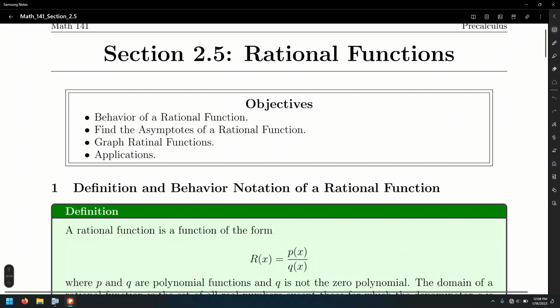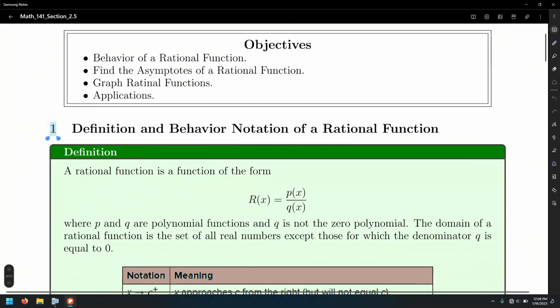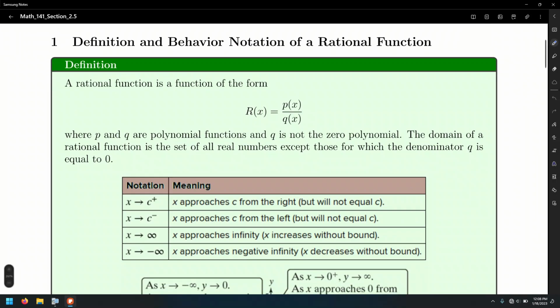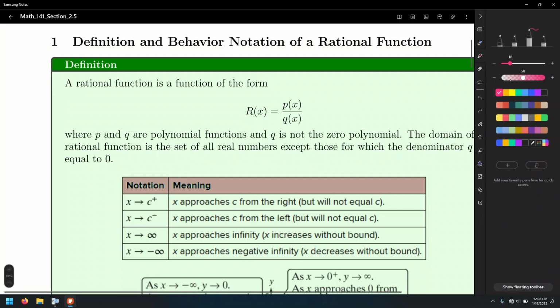But first of all, we're going to graph rationals. There's a little typo there. We're going to graph rationals and do some basic applications about average cost. You will see later. A rational function is a function of the form r of x equals p of x over q of x, where, be careful, p of x and q of x are strictly polynomials, and q is not 0.